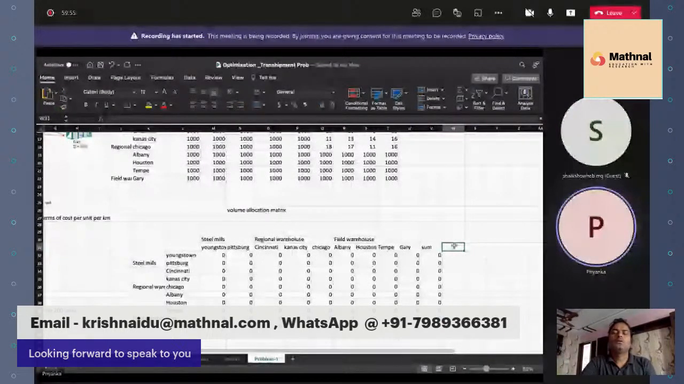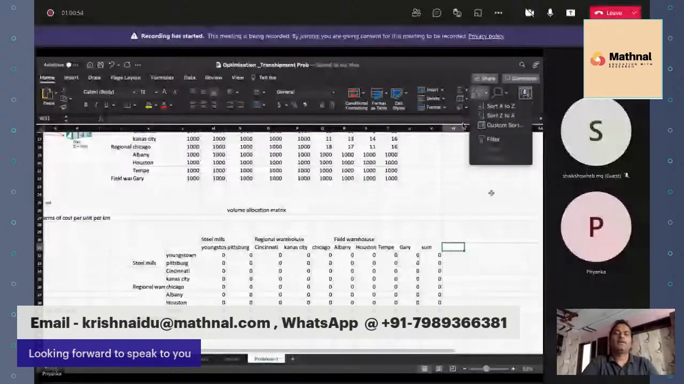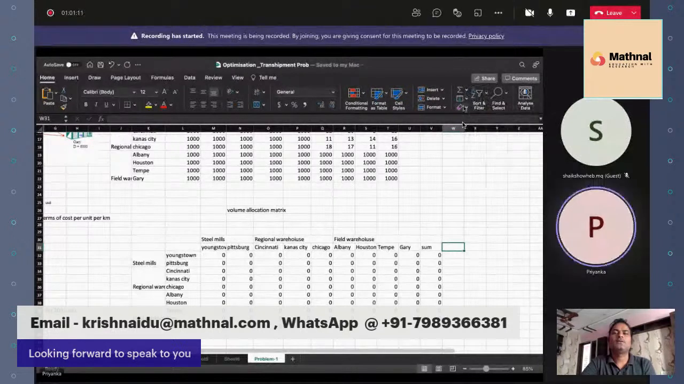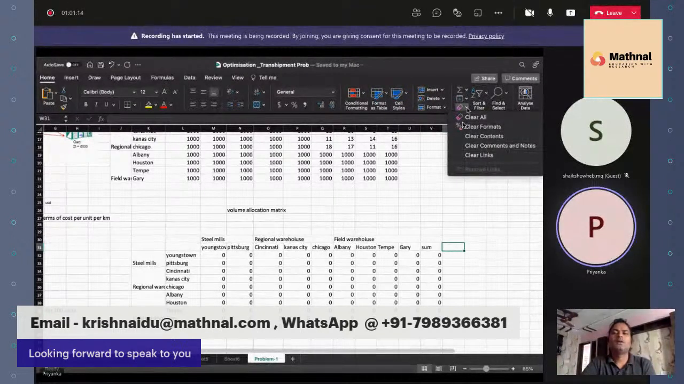Let's do one thing. Go to that and clear the right hand side. There is an erase button on the left hand side of sort and filter. On the left hand side of sort and filter, there is a button. See below the third one, sum. No, that is not it. That is clear. Okay, this one. Yeah, clear formats.